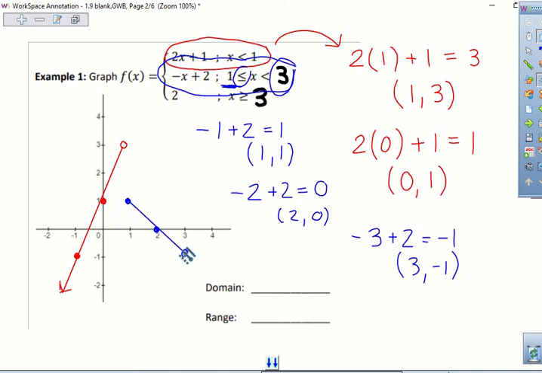Very good. The 3 is not included due to the nature of the inequality sign right here. Okay? And it doesn't have an arrow because the inequality is bound, right? Exactly. The only time it's going to have an arrow is where one end is going off to infinity.